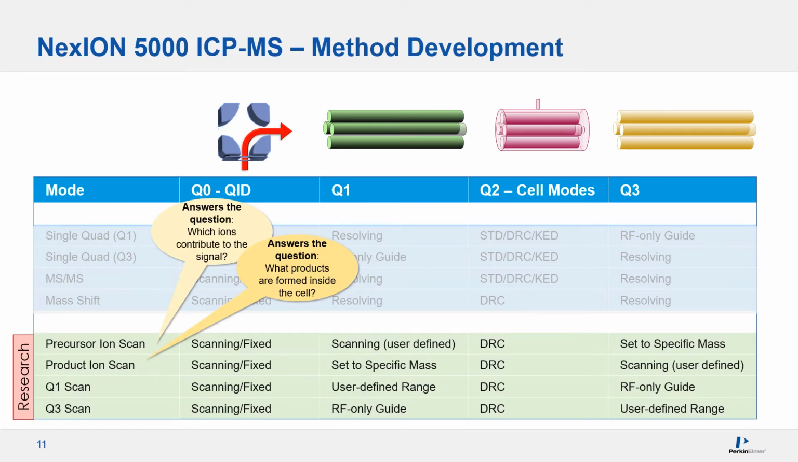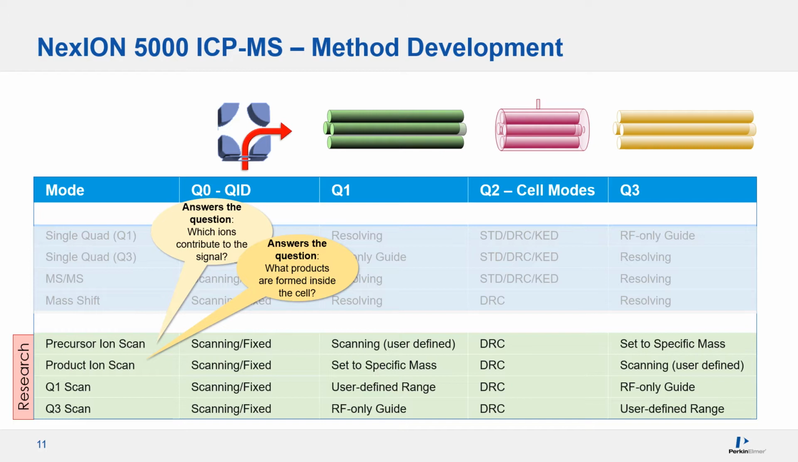There are some other modes that we can use while doing some method development, and we call research modes. So there's the precursor ion scan, which answers the question, which ions contribute to the signal at a particular mass? And then product ion scan, what products are formed inside the cell? So you can see the scenarios.